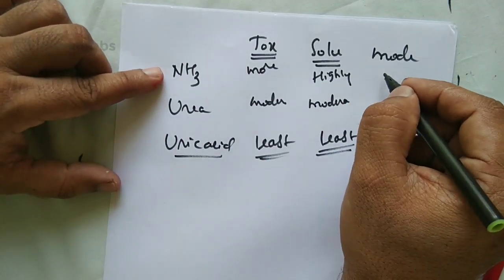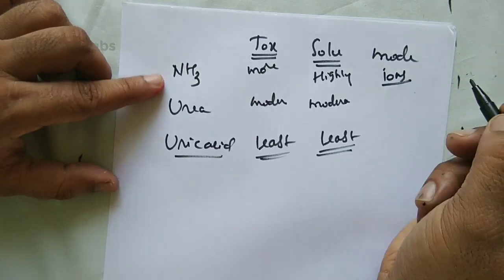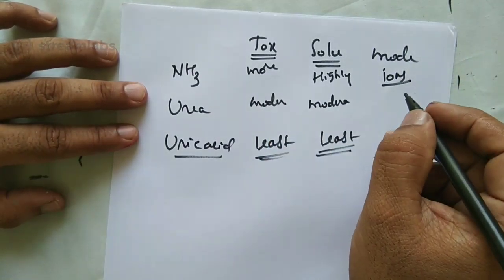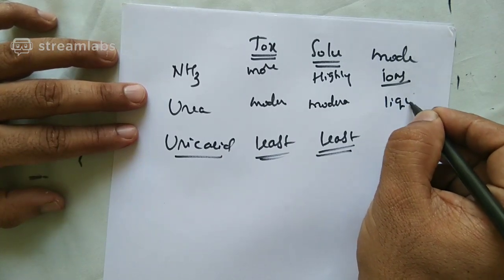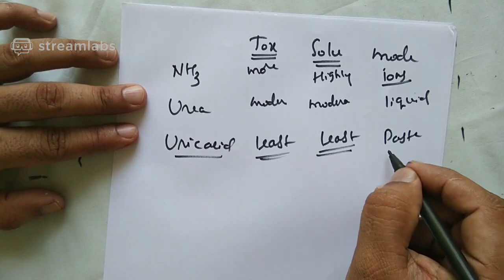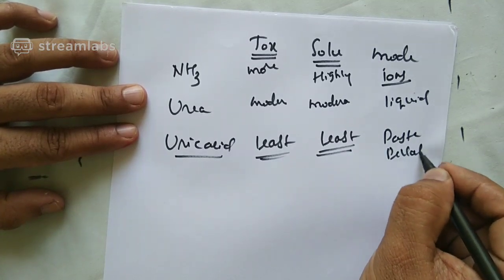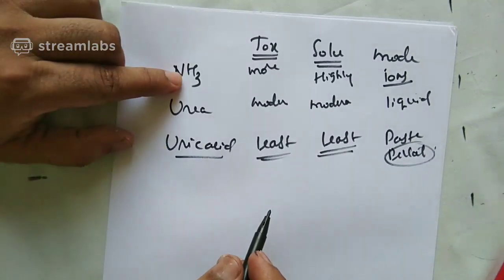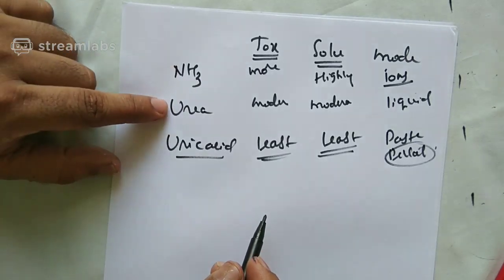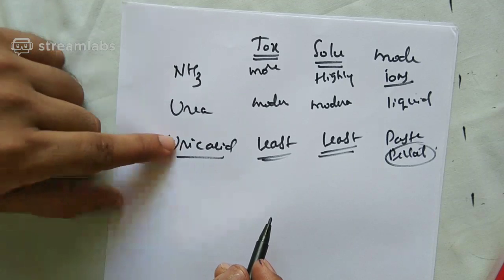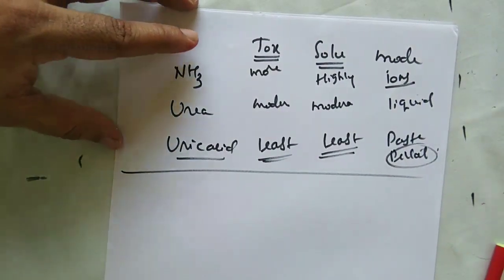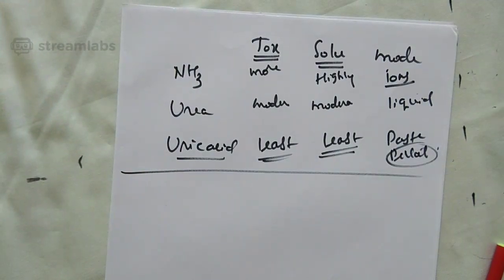It is in ionic form. Ions. And what about urea? Urea is in liquid form. What about uric acid? Paste, or it may be pellet. Right or wrong? Ammonia: fishes, bony fishes, and some amphibians. Urea: human beings and amphibians. Uric acid: birds and reptiles. Clear? Students, I'm moving to the next aspect quickly here.